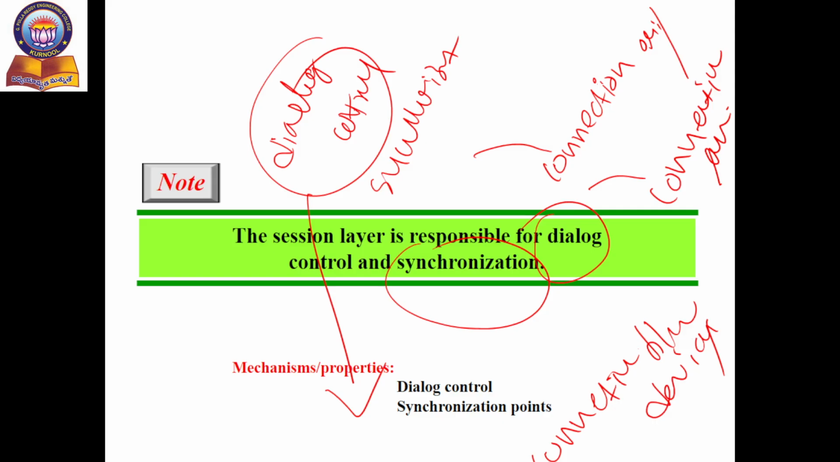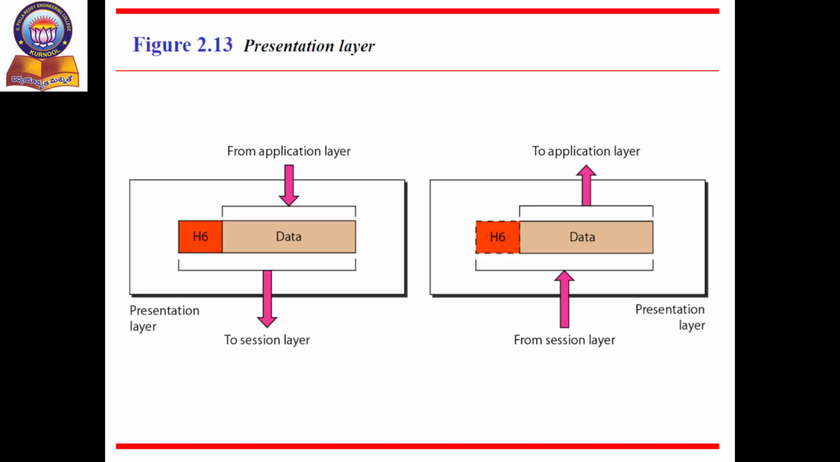So as of right now, the session layer is responsible for creating dialog control and synchronization. Synchronization is nothing but creating synchronization points everywhere in our data. These synchronization points help in future communication.